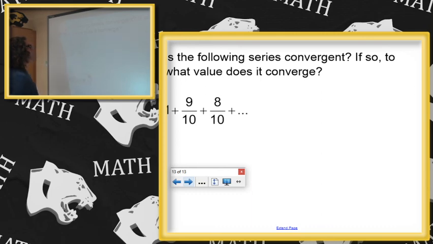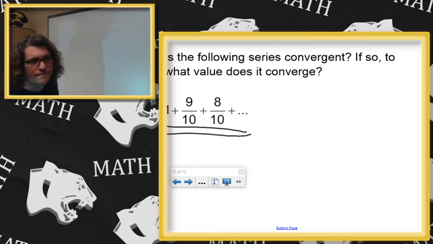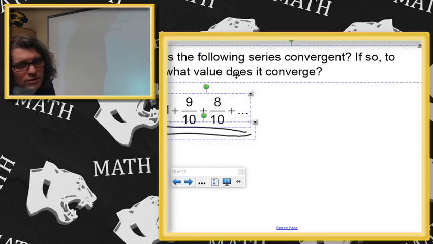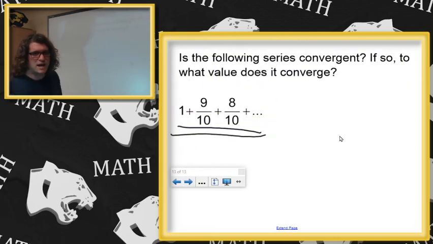Okay. So is the following series convergent? If so, what value does it converge to? Okay, now this is tricky because you see the decimal, and you're like, oh yes, decimals, this is good. Psych, it's arithmetic.